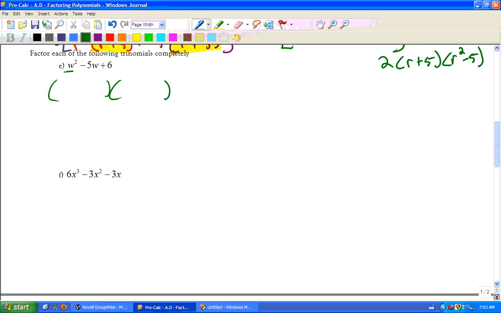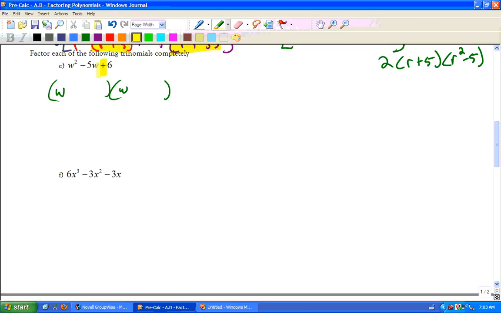I'm going to look at our first term. If the coefficient of our a value, our coefficient in front of our highest term, is 1, it's pretty easy. We're going to start by putting a w here and a w here. The reason why is those are the two things that are going to multiply together to give us w squared. The next thing we're going to look at is the value of our c value.